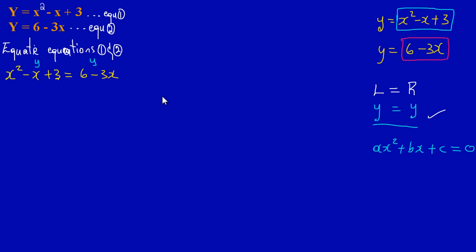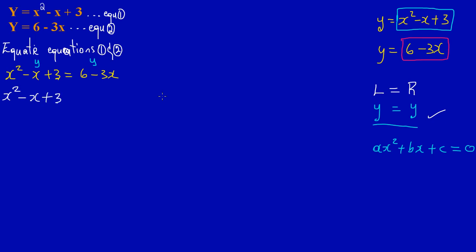So let's do some quick transposition and take everything that's on the 6 minus 3x, I'm going to take that and put it on my left hand side. So basically what I have here is x squared minus x, okay? And if you notice, I am adding 3 to that. So let me put back that.